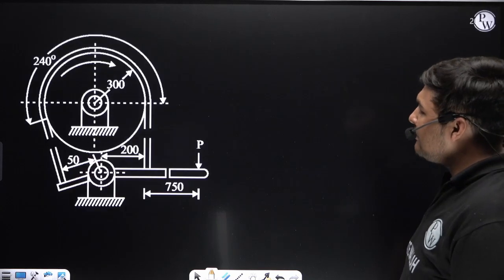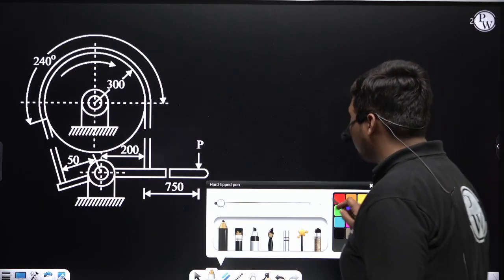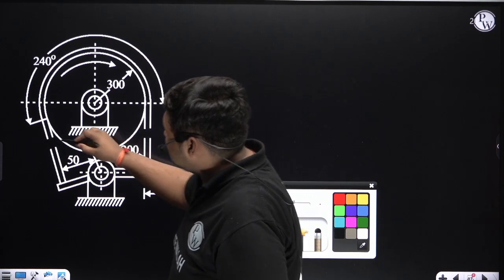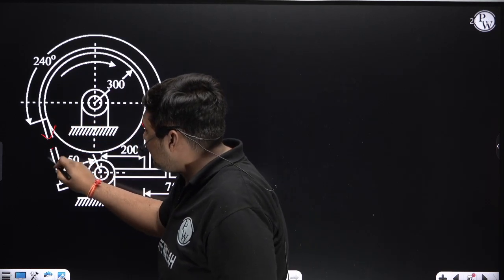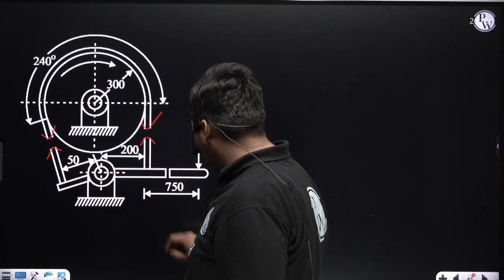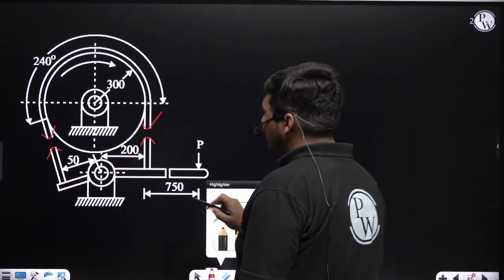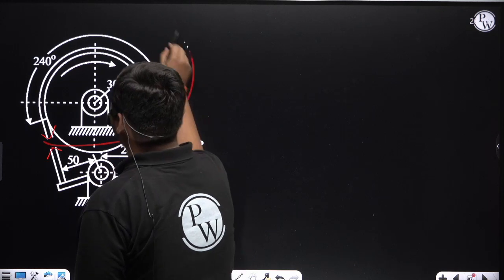If we draw the FBD, first we will find the tension. The tension of this side will be like this. Tension of this side will be like this. Equal and opposite tension will come here. Now we will find which side of this band is the tight side or slack side. For that we will use this FBD.